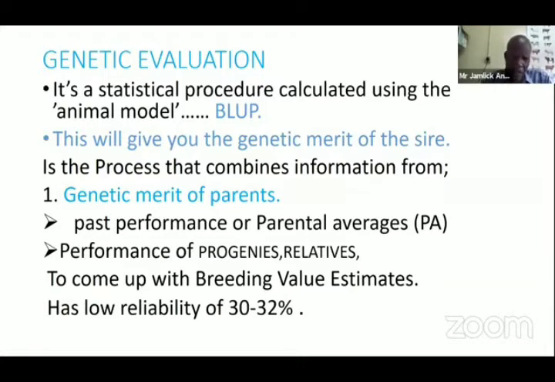Therefore, when performances of progeny come in, they improve the reliability of the information, the confidence within the information, and also take care of relative performance. So the way a brother of a particular bull is doing contributes, and you can say with confidence that because the brother is doing so, this bull is also good. All this helps us come up with a breeding value estimate, but the reliability is low. If the performances of the progeny are not there, you can predict with a reliability of about 2%.